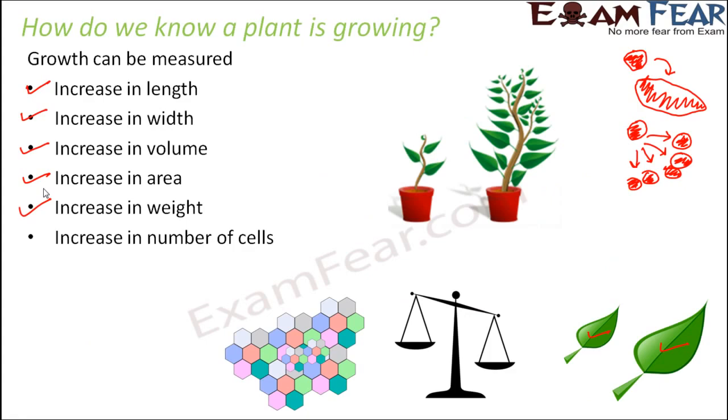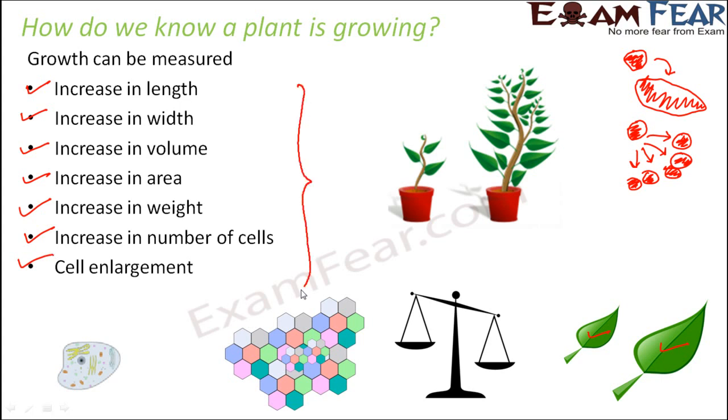Increase in size of the cell. So if you see, one particular cell will only increase so that the content of protoplasm is also increased, which in turn will result in growth of the plant. So all these are the factors which can actually tell you whether a plant is growing or not.